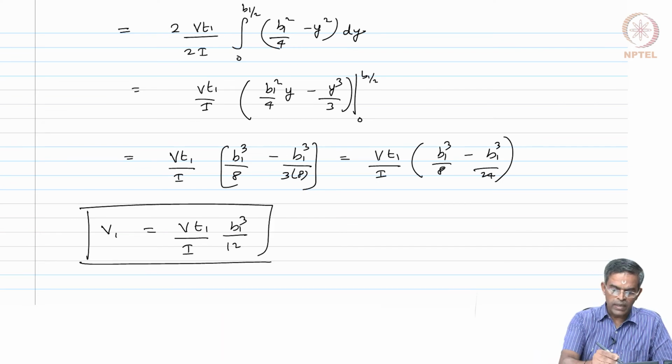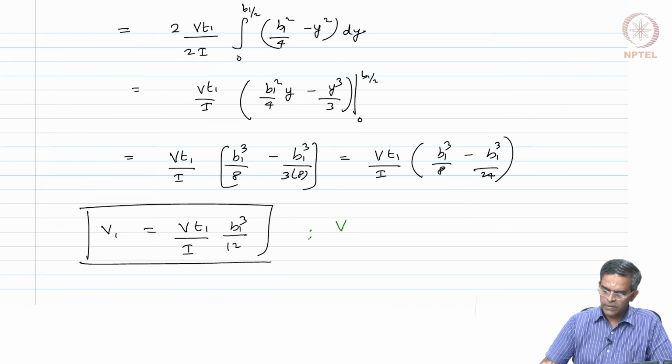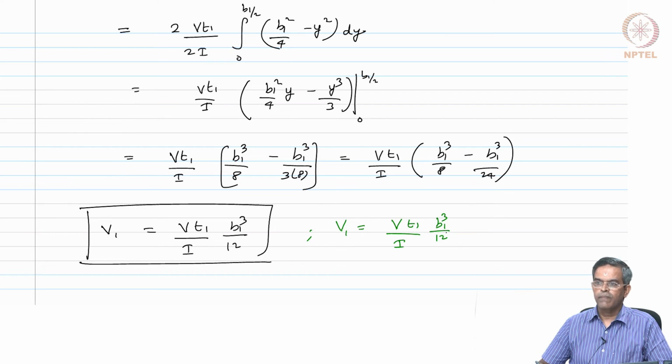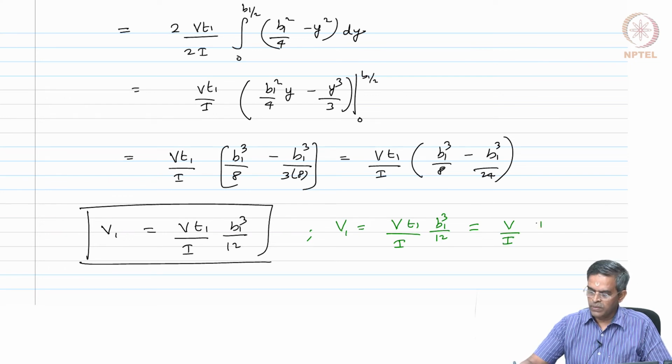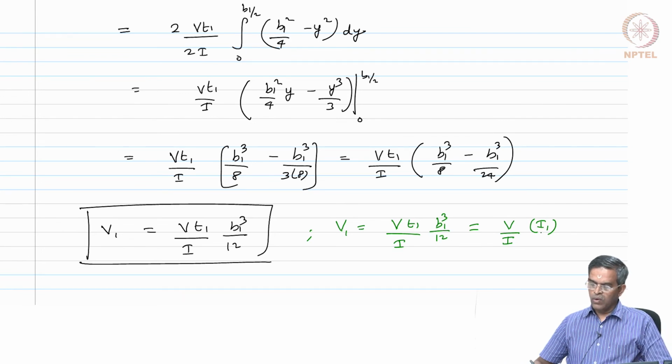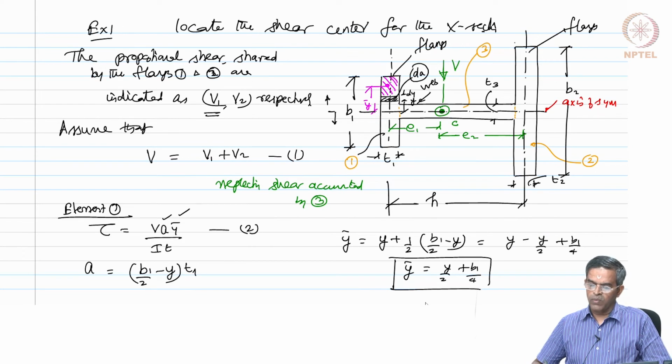So, I can now say V1 is V T1 by I B1 cube by 12, which can be rewritten as V by I of I1, am I right? Please see the figure. What is moment of inertia of piece number 1 about the axis of symmetry? Is it T1 B cube by 12? So, that is what I am having here.